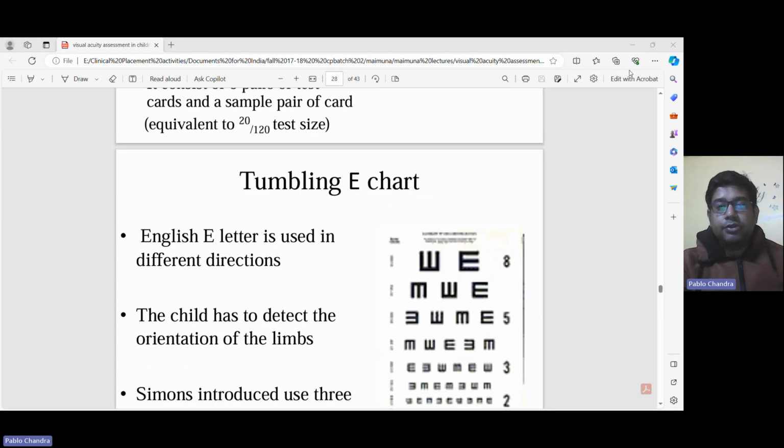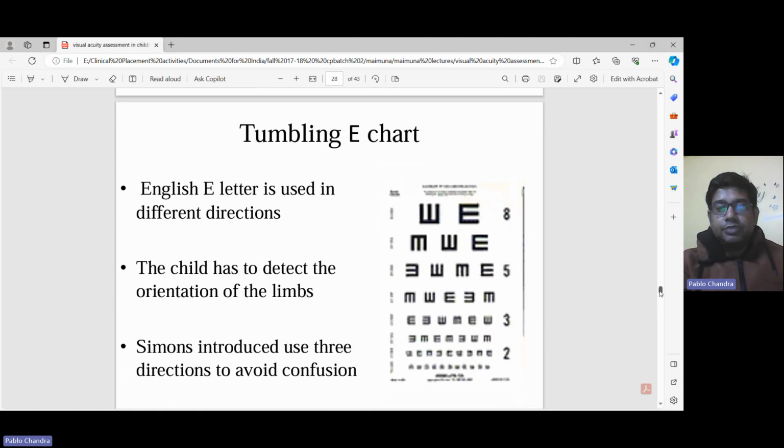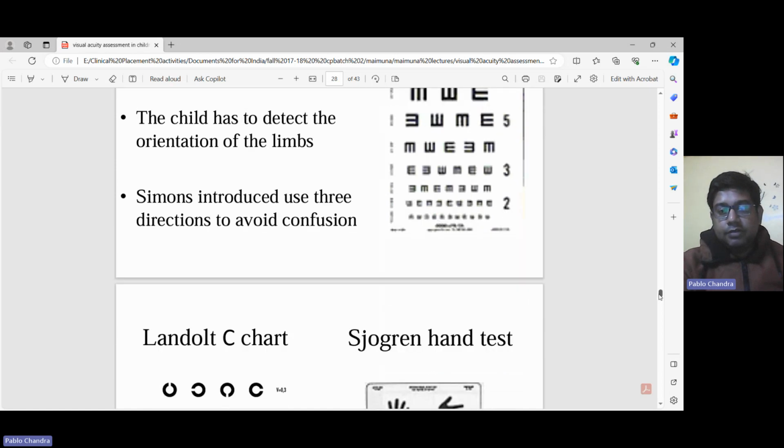Next is the normal. Now we are coming slowly towards the normal chart, which is the tumbling E test. The patient has to tell which is the E and which side the E is facing. If the patient can identify which side the E is, then the visual acuity is normal. The child has to detect the orientation of the limbs. Simmons uses three directions to avoid confusion. So we have to understand where the E is and in which side the E is there.